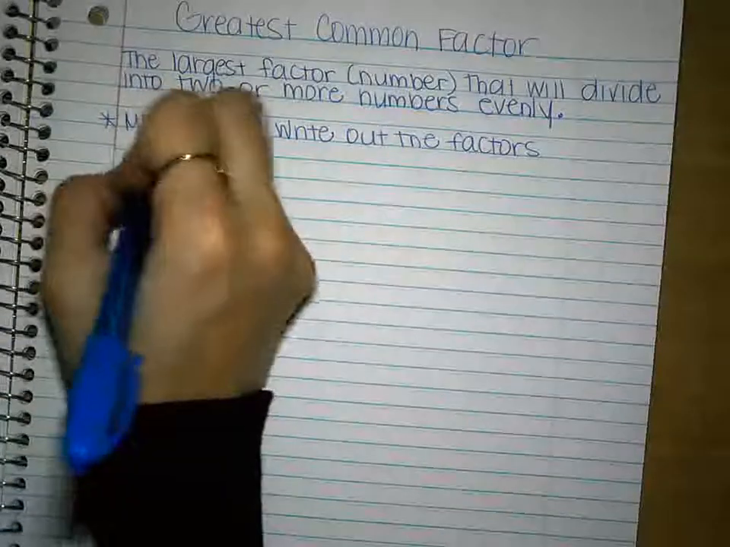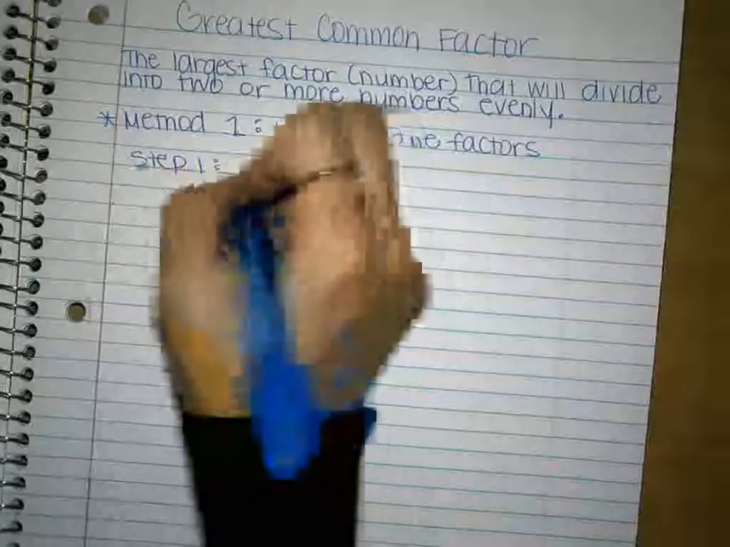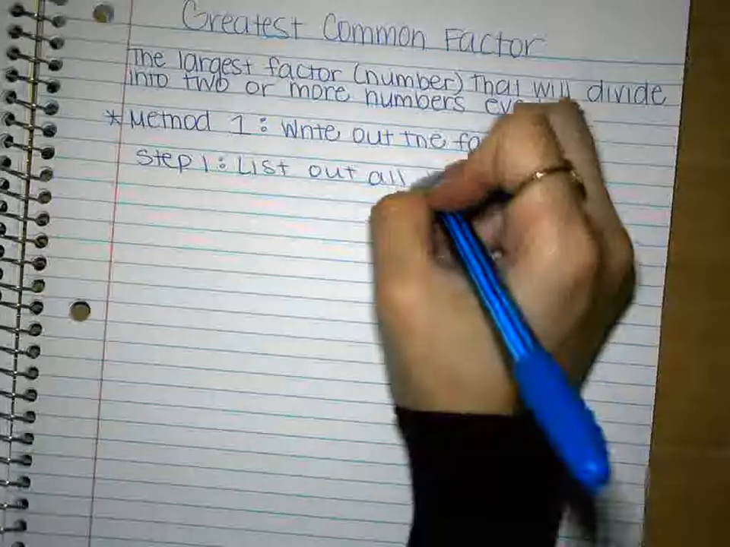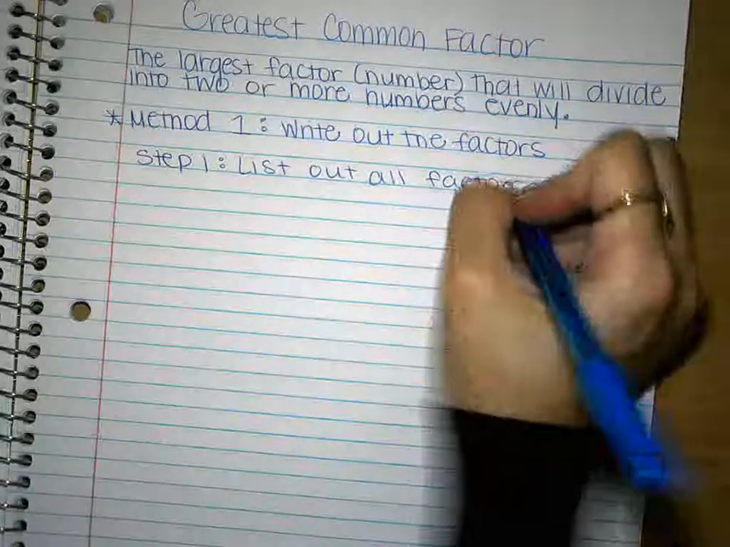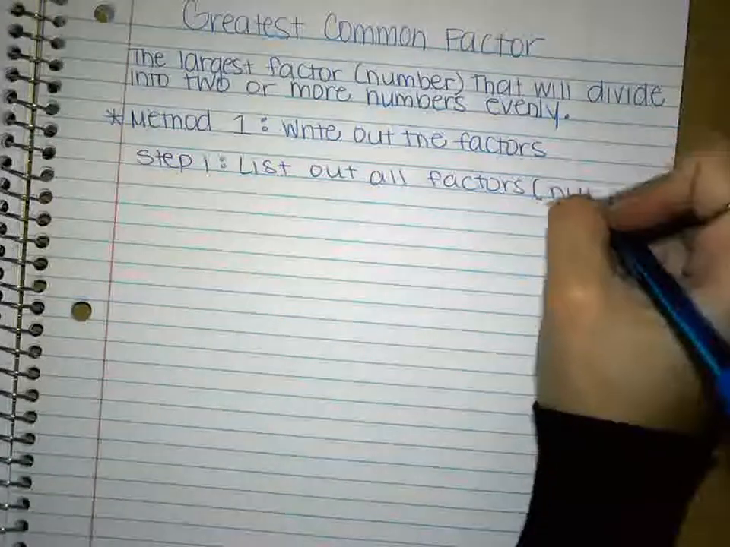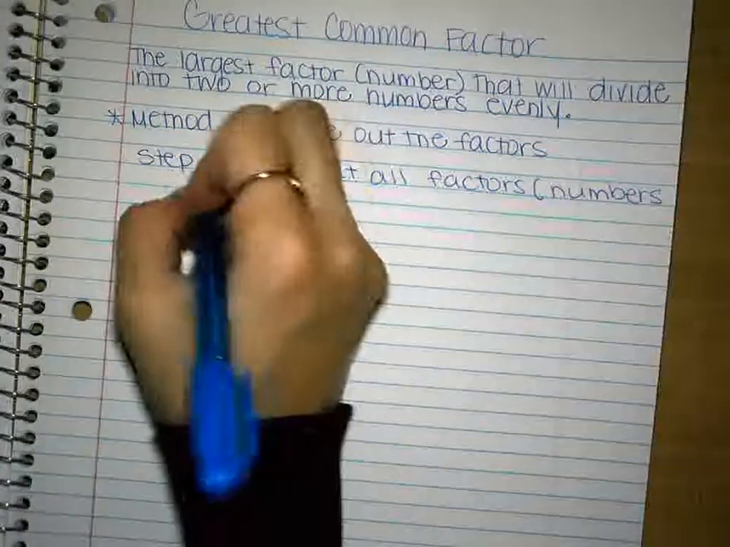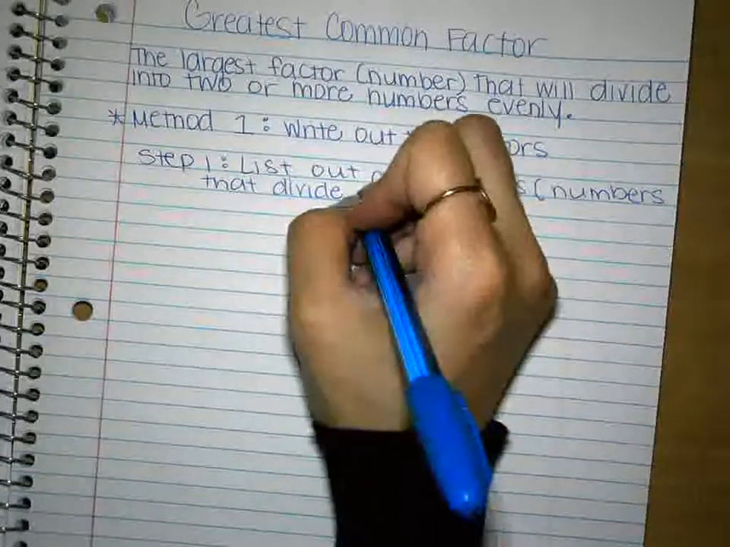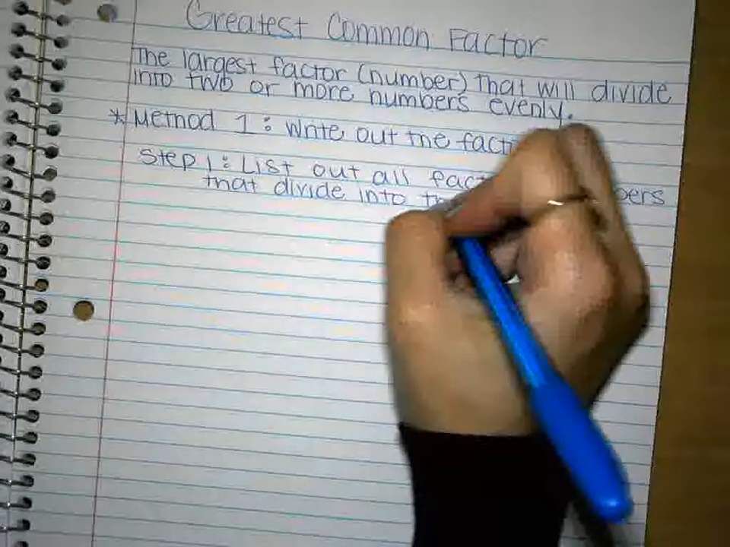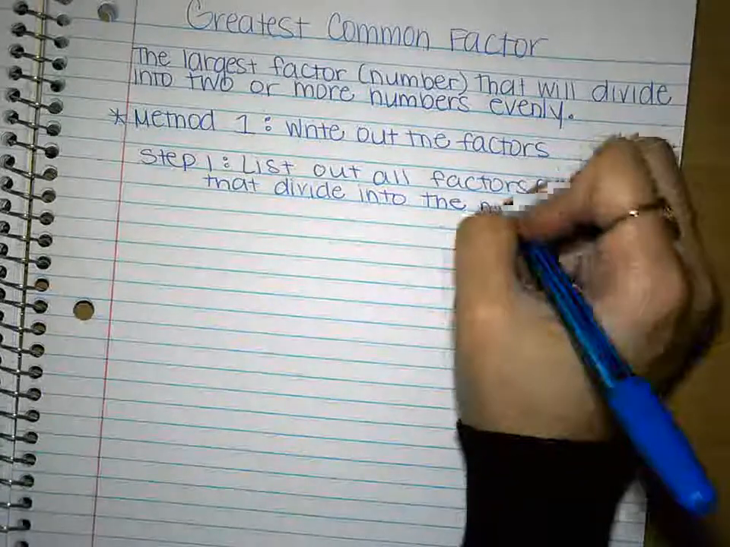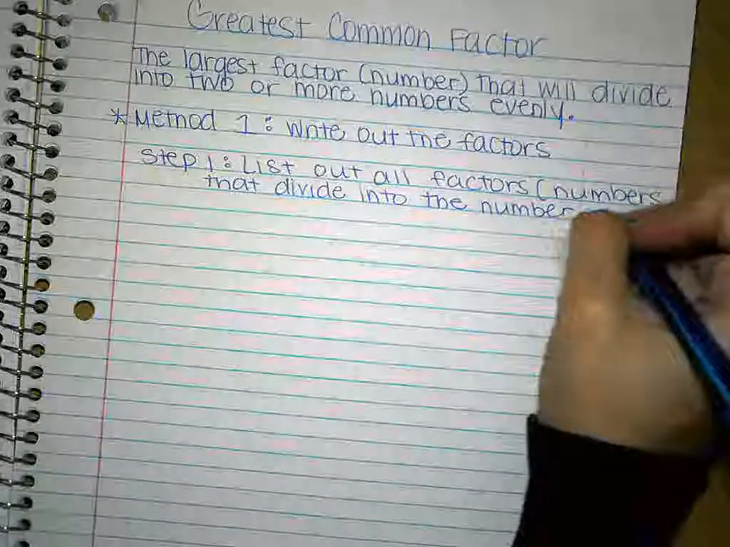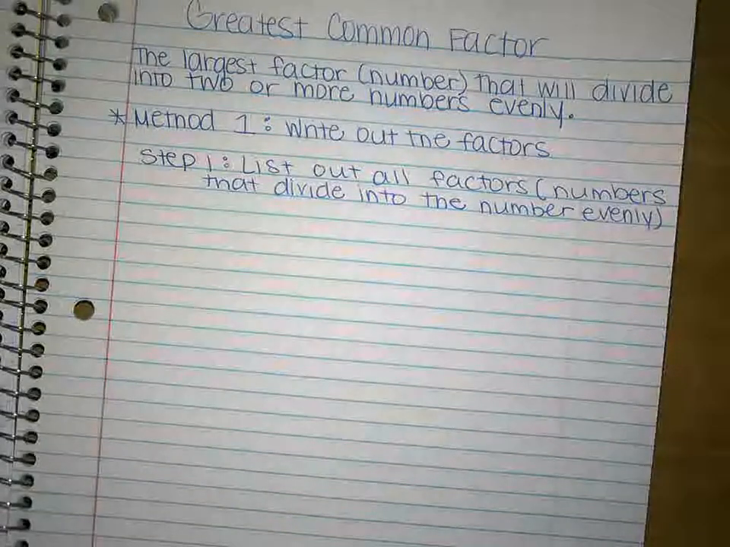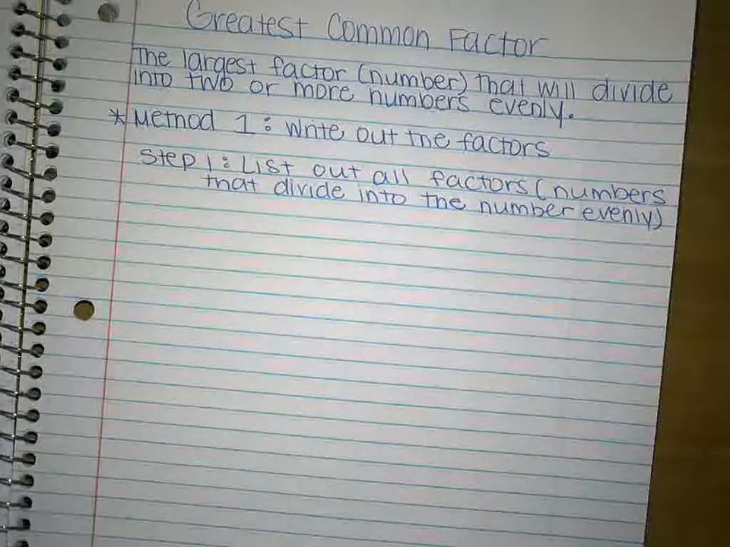So once again, we have two steps. Step one, list out all factors, which are numbers that divide into the number evenly. So list out all the factors. They're numbers that divide into that number evenly. So here's what I mean by that.